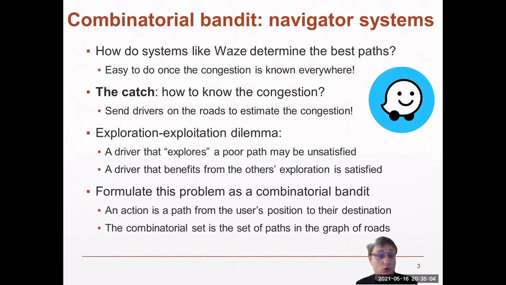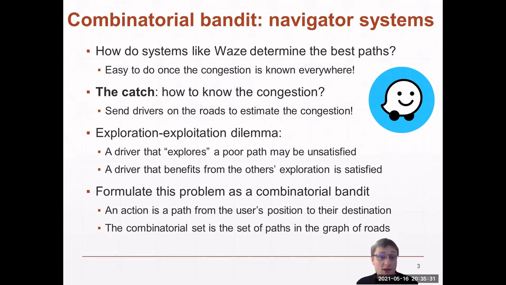There you have the exploration-exploitation dilemma. If you use a driver to explore a path about which you have almost no information, and that path is actually very poor, then this driver will be unsatisfied because that person is using your application to have a good commute time, and you're using a very poor path for this person.